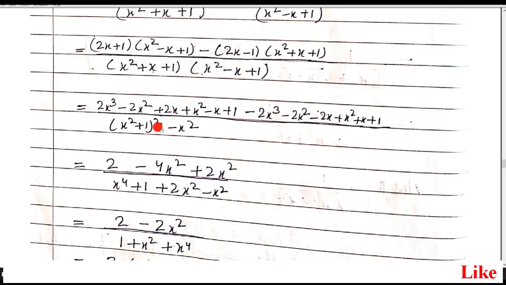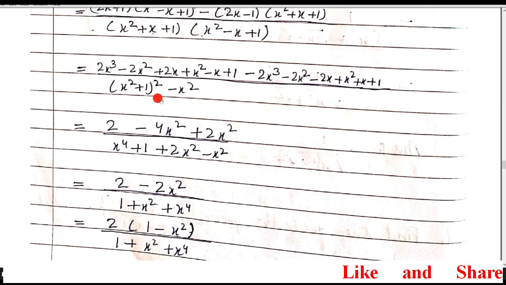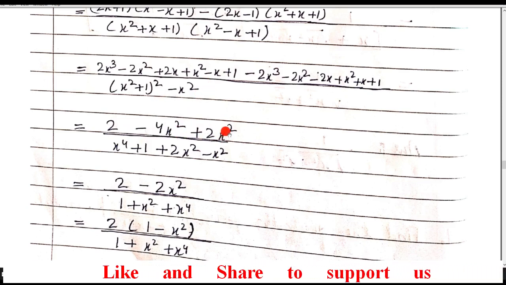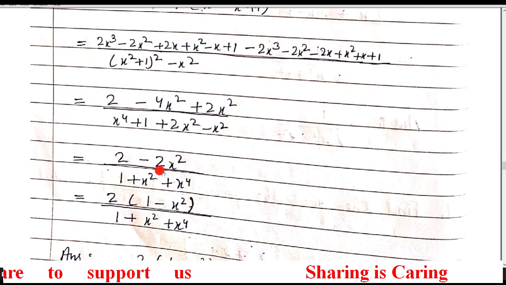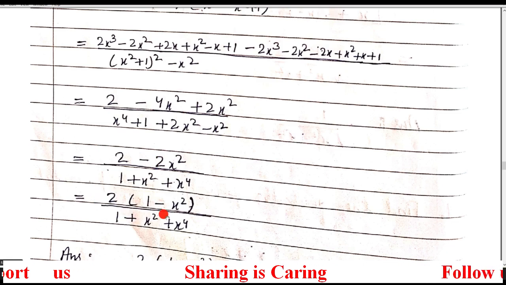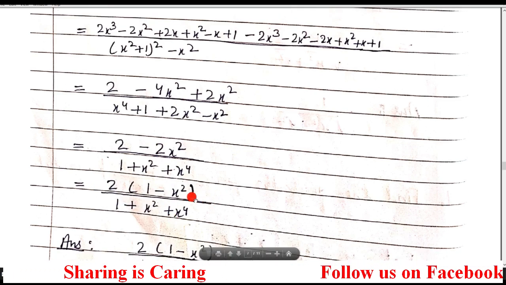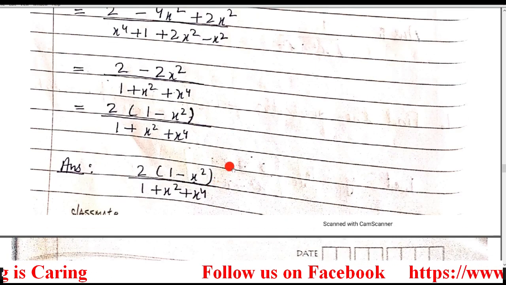Now cancel all the like terms with opposite signs and add all the like terms. So you will get this answer. And finally these two also, just do plus minus, you will get this. Take 2 common. That's it, because after this we can't simplify it. So that's our answer. Thank you.